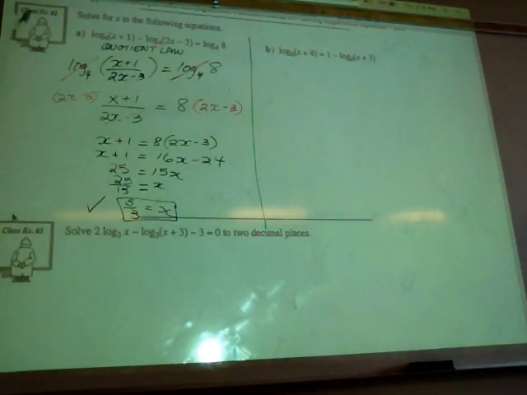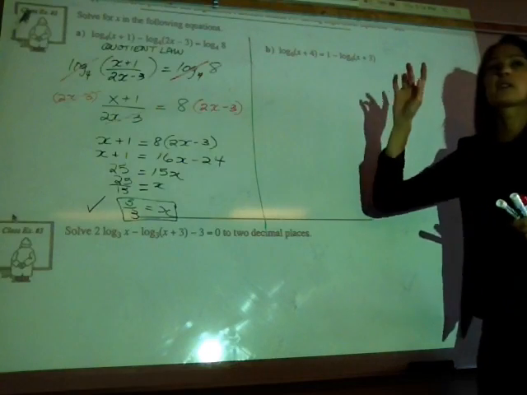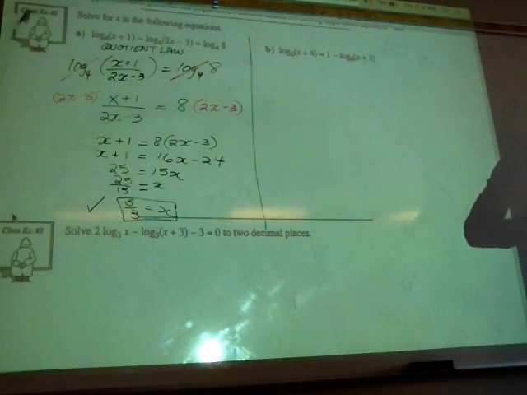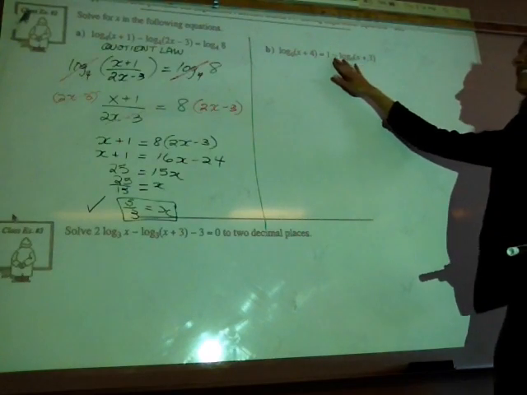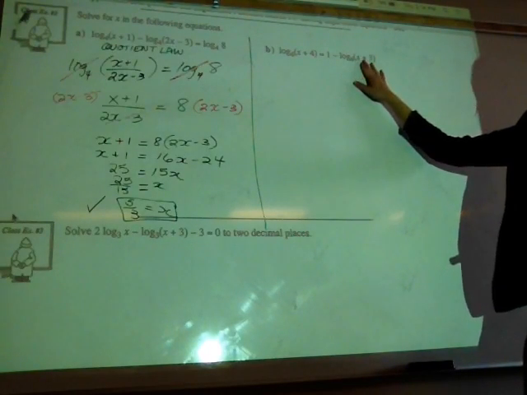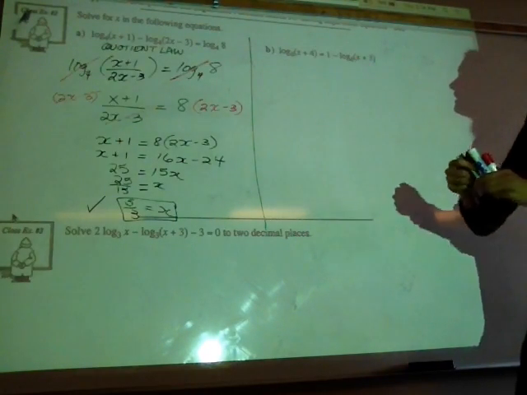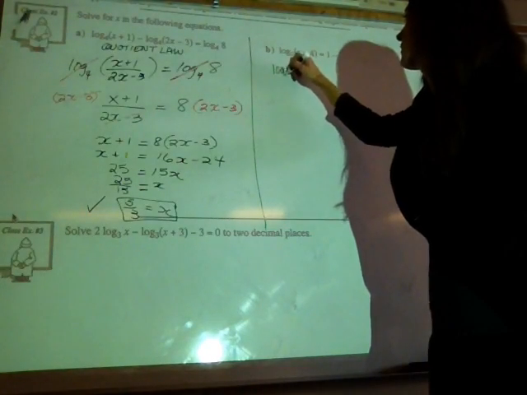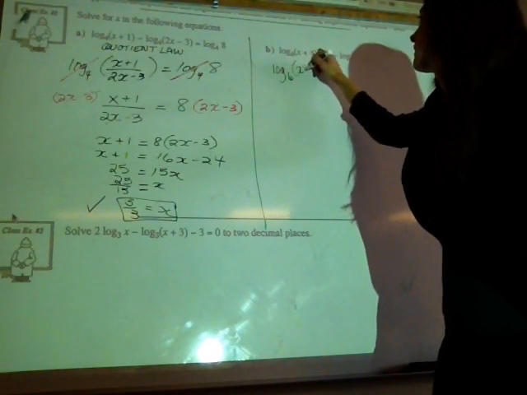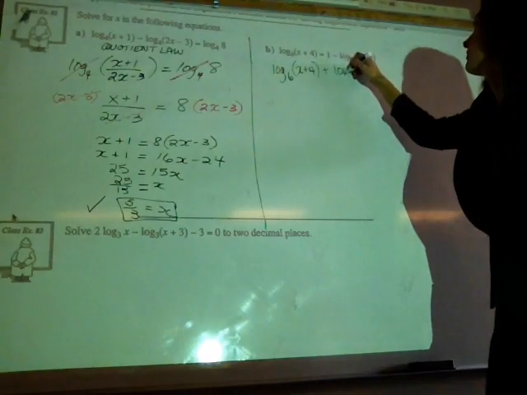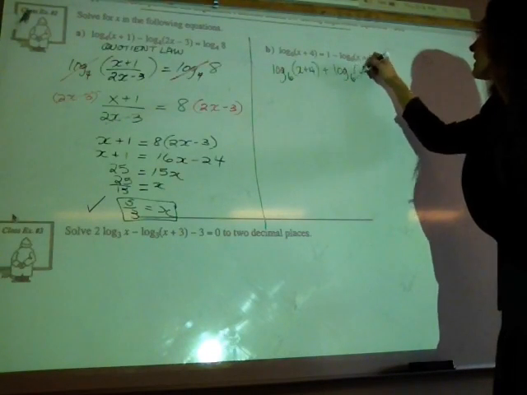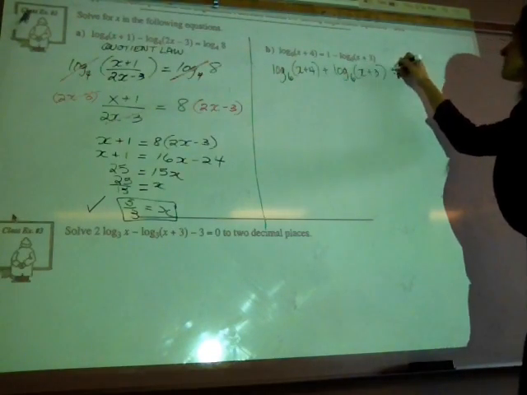Alright, the next one is very similar. Okay, how could I get the logarithms with the same base to the same side? Yeah, we're subtracting this logarithm, so to get it to the other side, we're going to have to add. We have logarithm base 6, x plus 4, plus logarithm base 6, x plus 3, equals 1.